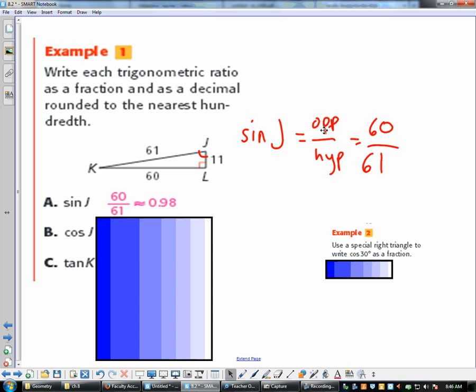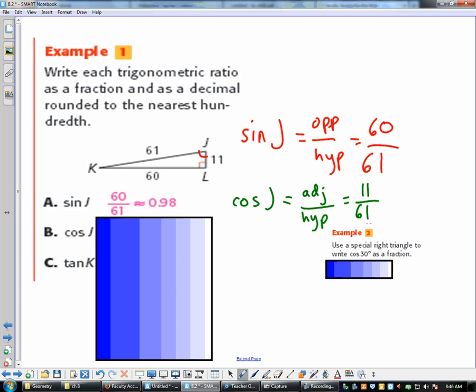All right, what about the cosine of angle J? What's our formula for the cosine of an angle? Mackenzie? So the formula is adjacent over hypotenuse. So what's the adjacent leg to angle J? 11. And the hypotenuse is 61.